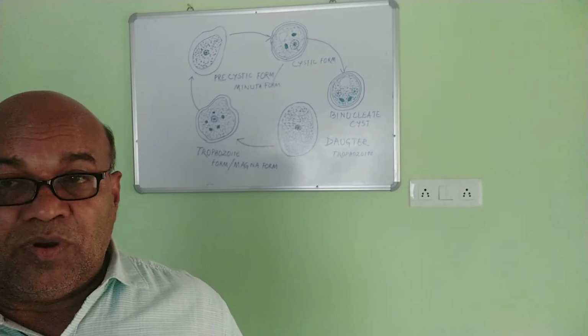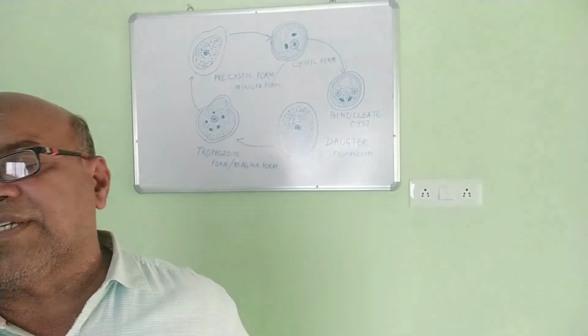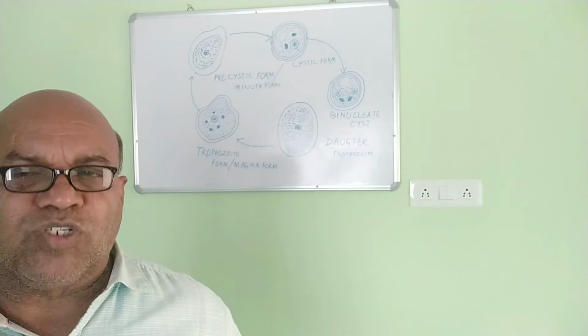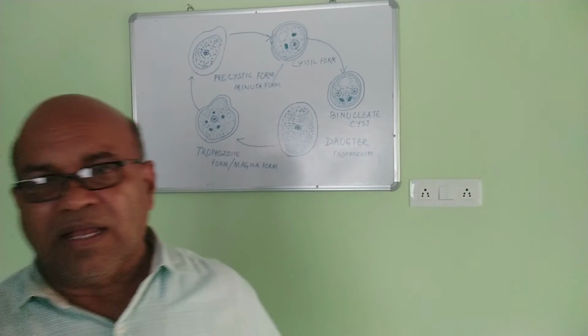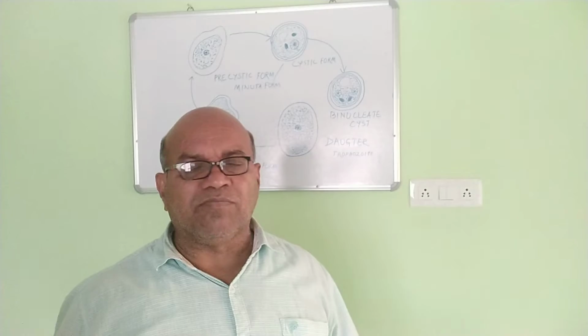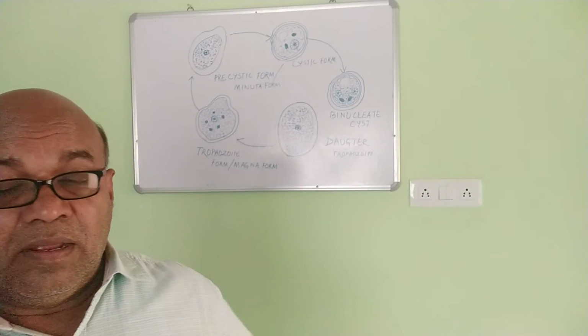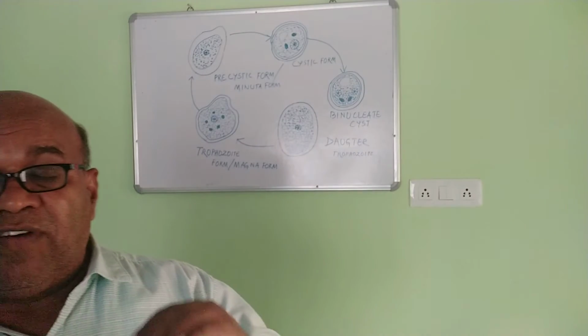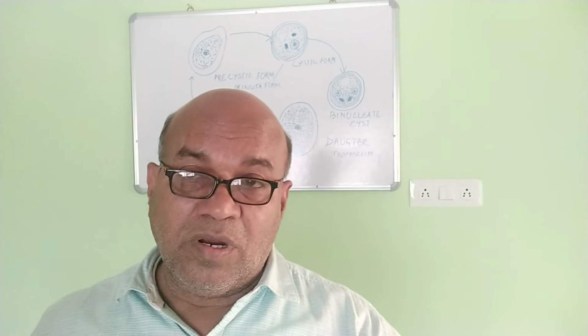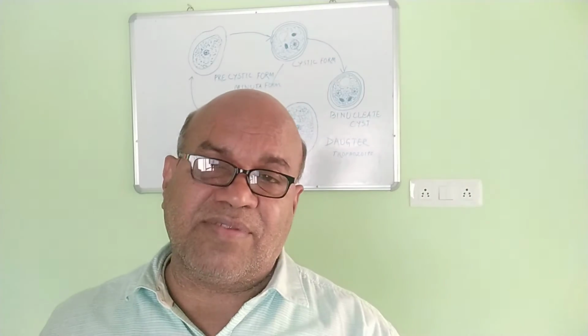It is a monogenetic parasite. It depends upon only one host to complete its life cycle, and that host must be a vertebrate. The best example is the human being. That organism first prefers the one host in which it completes its life cycle.